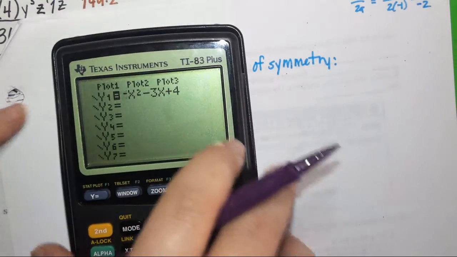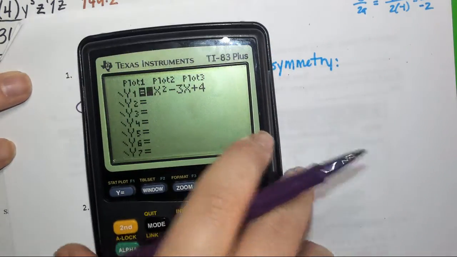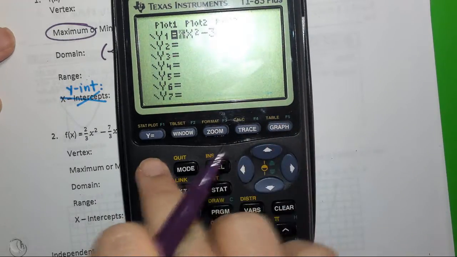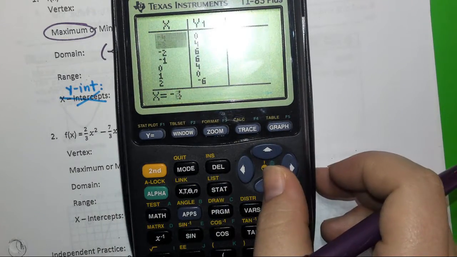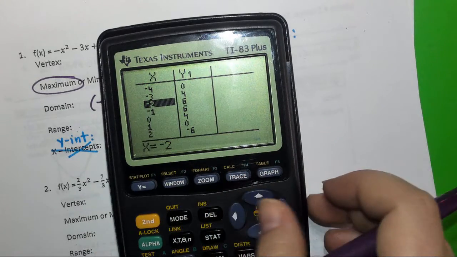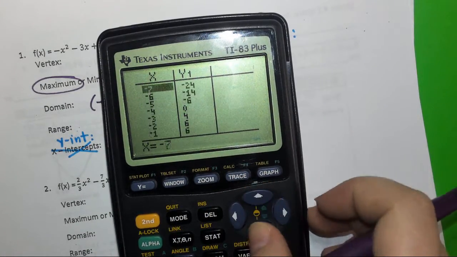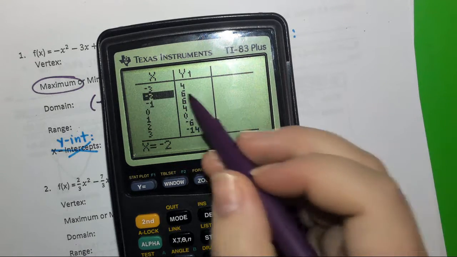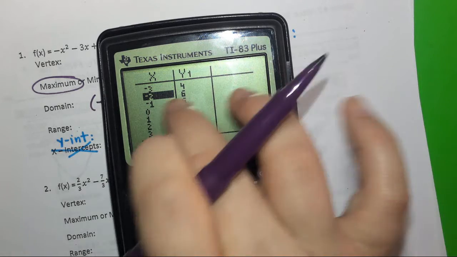So I did negative x squared minus 3x plus 4. I press second table. And I don't know what y'all see, but I see a 6. Did you scroll? You know it scrolls. It scrolls up. It scrolls down. The biggest number we see over here.